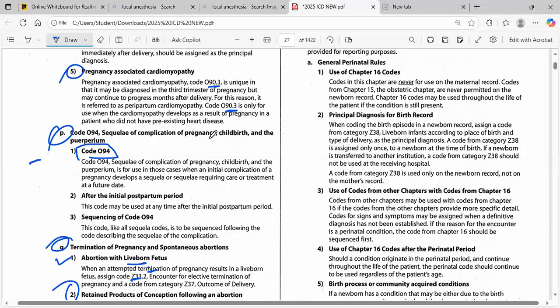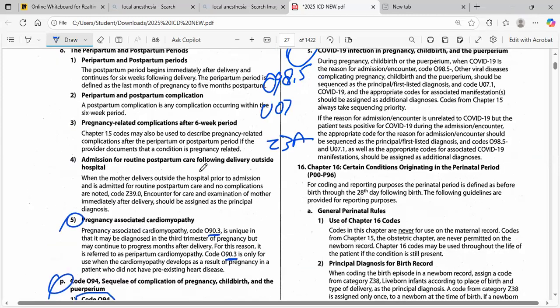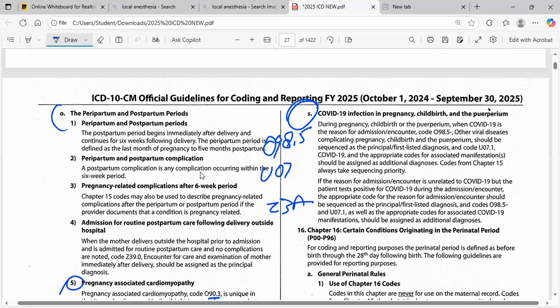Last thing we have in this chapter are the peripartum and the postpartum period. Peripartum is a 6-month period which starts from the 9th month, for the next 5 months. It begins at the last month of pregnancy and continues for 5 months after the delivery. And the postpartum is the 6 weeks after the delivery.